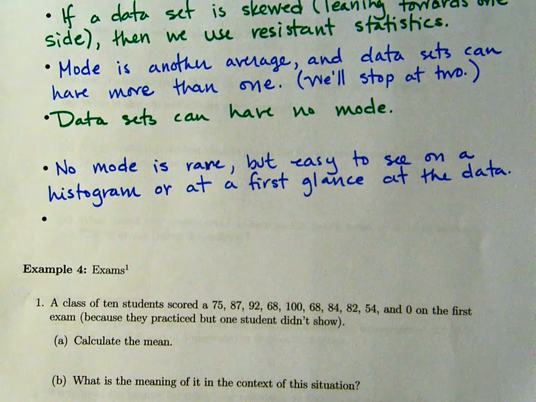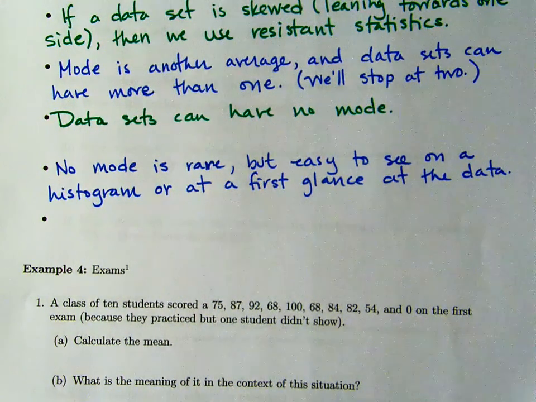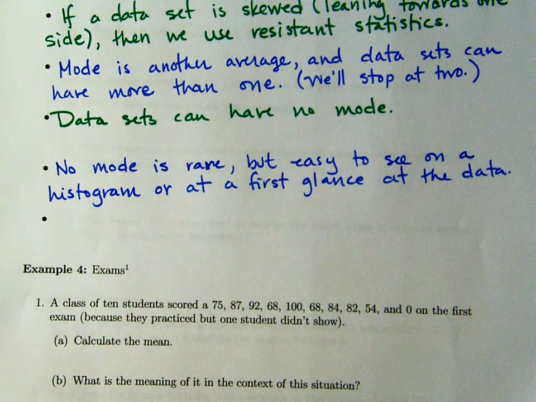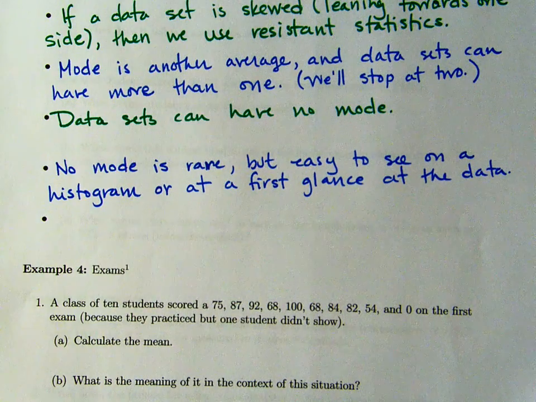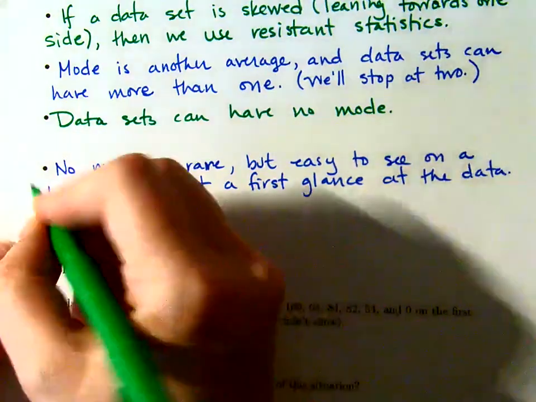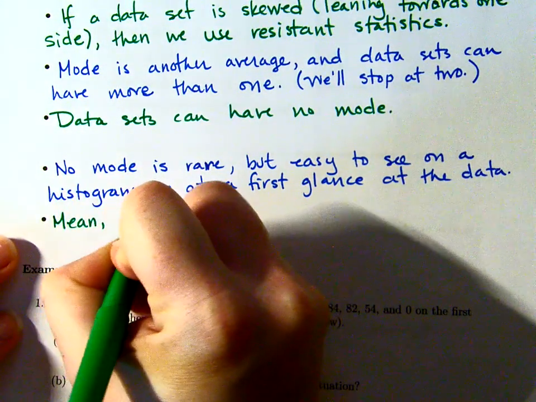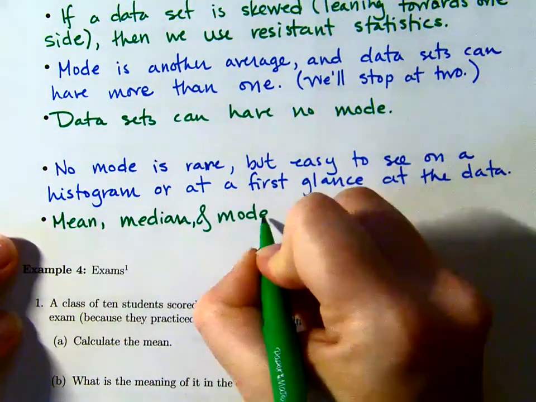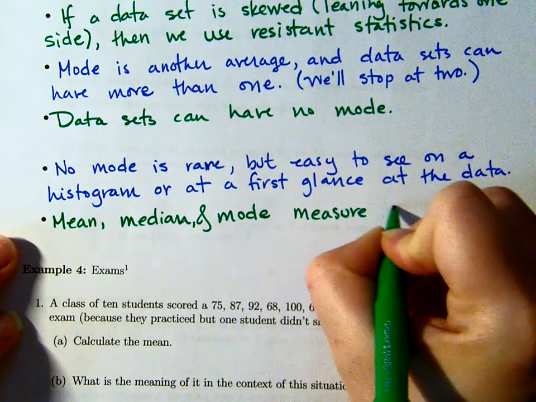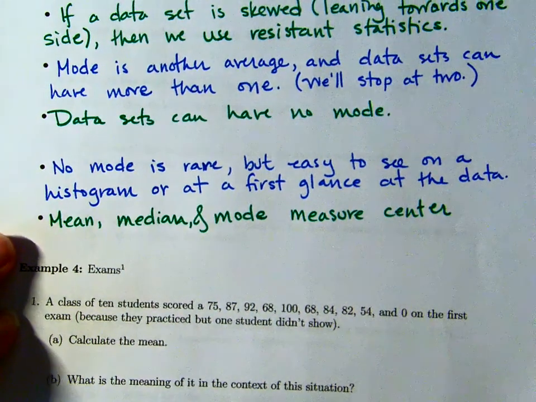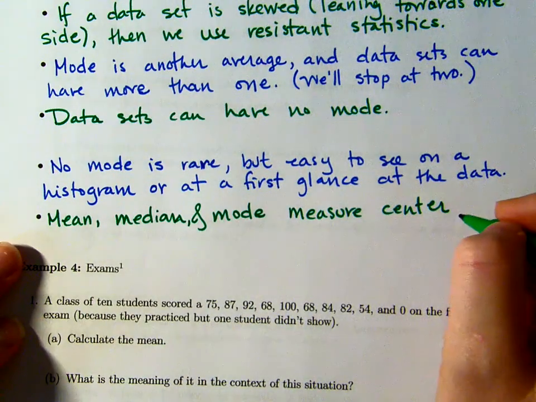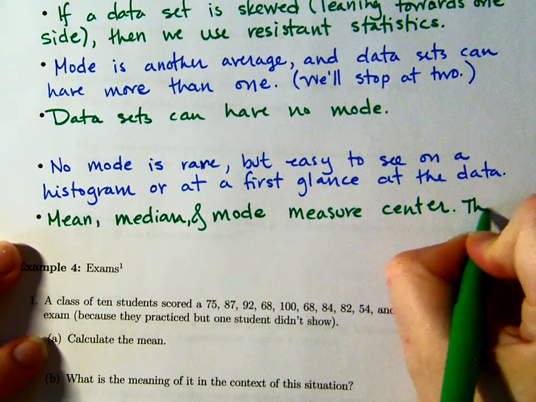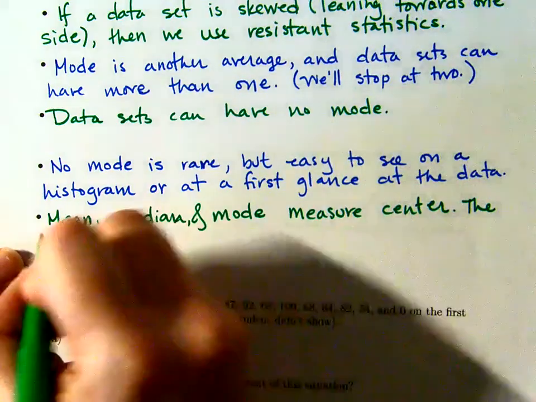And the last remark here is really about your calculator. So the Excel commands are average, median, and mode, but all of those measure the center. So mean, median, and mode. They're used to measure the center of a data set. And the Excel commands.